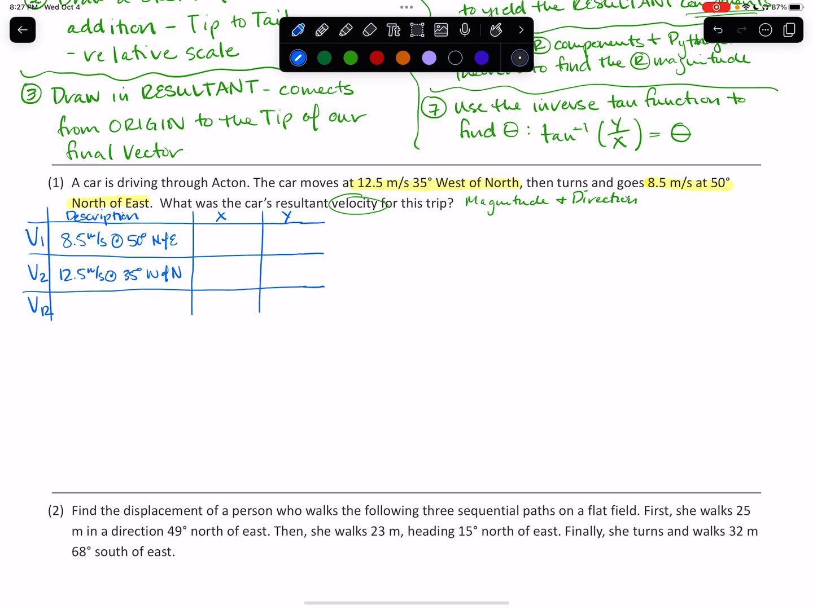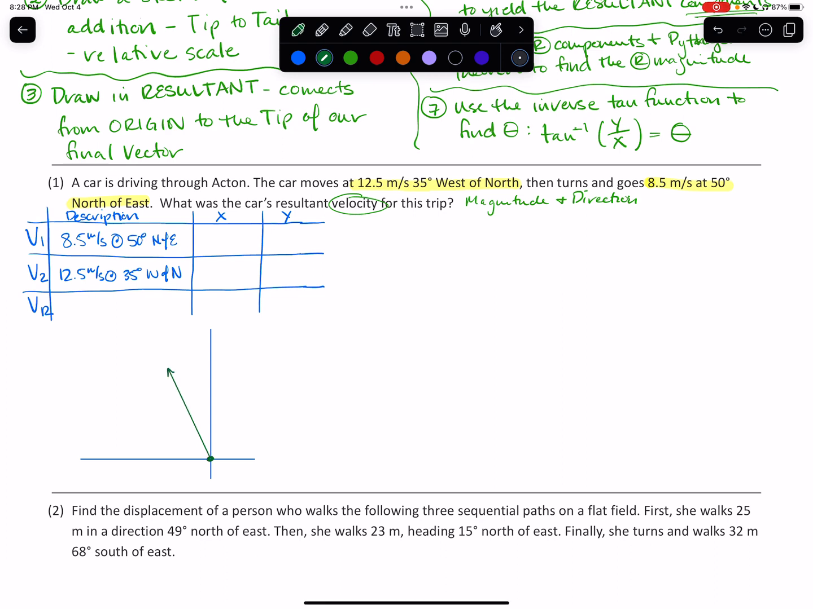Now I'm going to draw in some axes. It looks like I'm going to be pointing over to the west, so I'm going to set them up this way. I can always move them if I need to. Vector 2 is 35 degrees west of north, so that means it's 35 degrees away from my y-axis, and it's 12.5. So I'm going to make it something like that. This is my first vector.